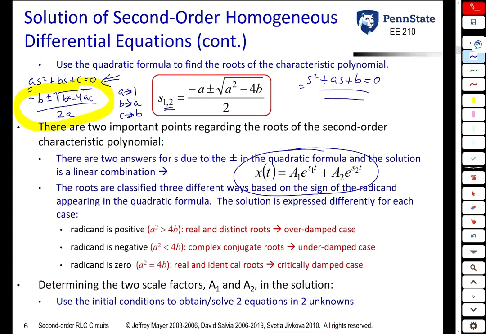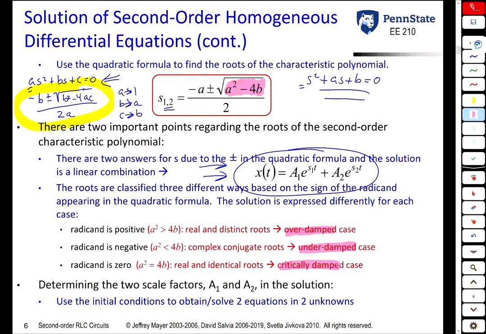Second thing we see is that we're going to have three different flavors for this general solution, depending upon the radicand, which is the part inside or underneath the radical. If the radicand is positive, in other words, if a squared is greater than 4b, you will get real and distinct roots. We're going to call that the overdamped case. If the radicand is negative, you're going to get complex conjugate roots because the number inside the radical is going to be a negative number. We're going to call that the underdamped case. Finally, if a squared equals 4b, we get two identical roots, and we call this the critically damped case.